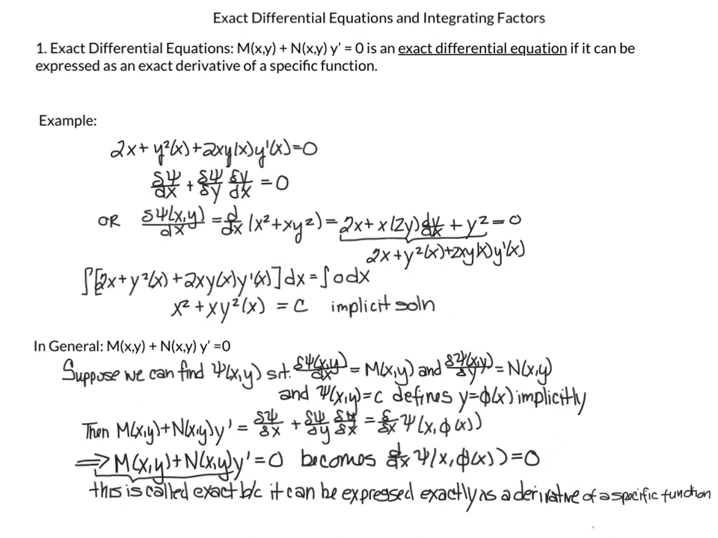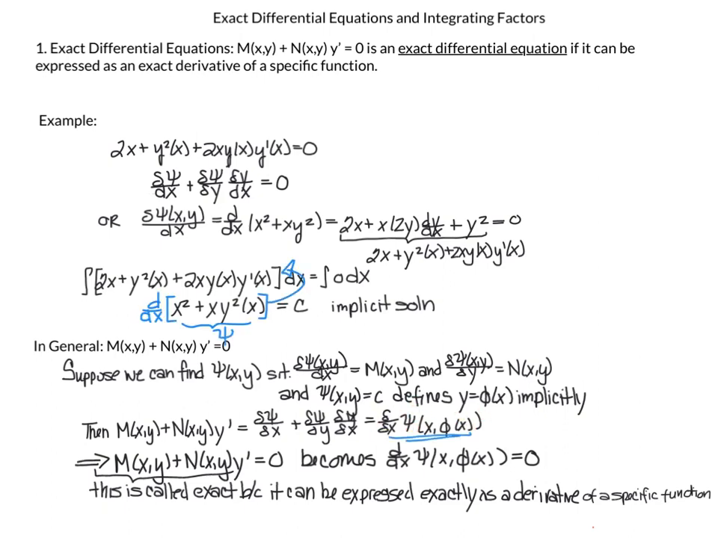And furthermore, we can have an initial condition, so psi of x,y equals c will define a particular solution implicitly. So then our original differential equation becomes d psi dx plus d psi dy dy dx, right? Just plugging in for M and N. And this here, by the chain rule, because d dx of psi will give us d psi dx plus d psi dy, and by the chain rule, dy dx. So this is actually just equal to d dx of psi.